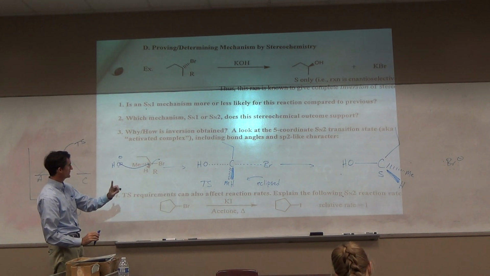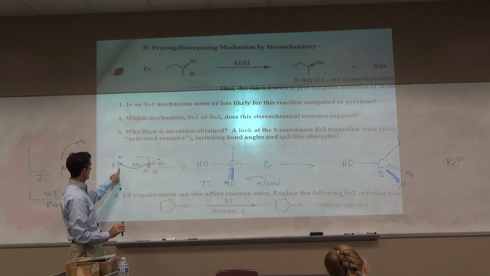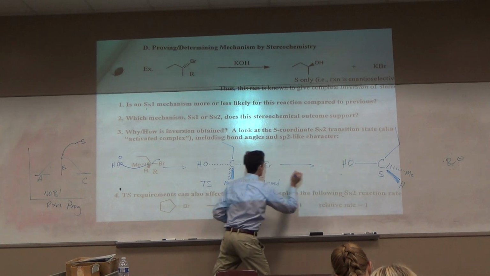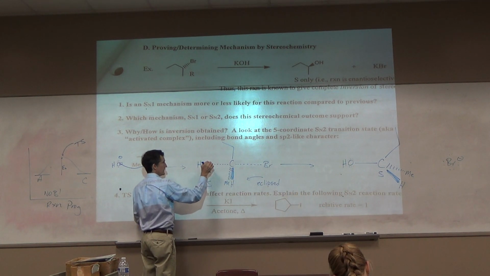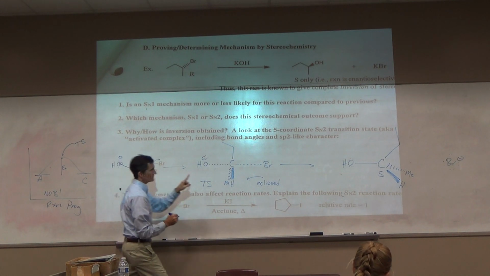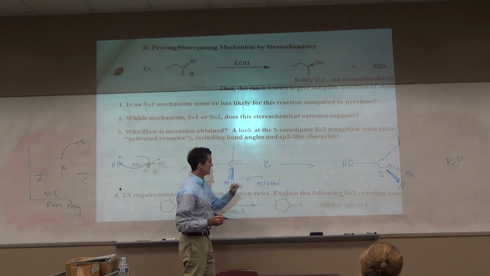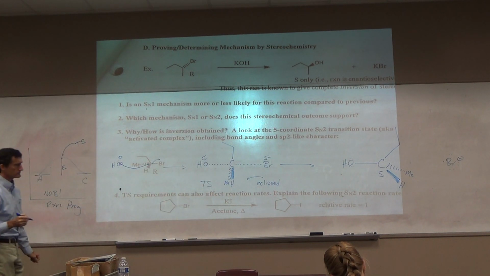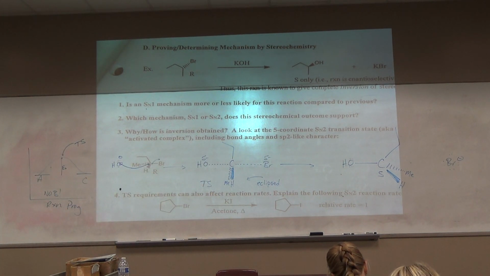Charge, let's do that first. Oxygen minus, here it's neutral. What is it here in the transition state? Partial minus. Bromine is neutral, and then minus, what is it here? Partial minus. Transition state.